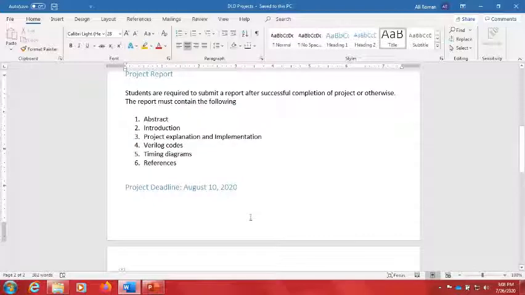As far as the deadline is concerned, you have to submit your report before August 10, 2020, and afterwards, in our next session after August 10, we will be having the demonstration and viva for the project.